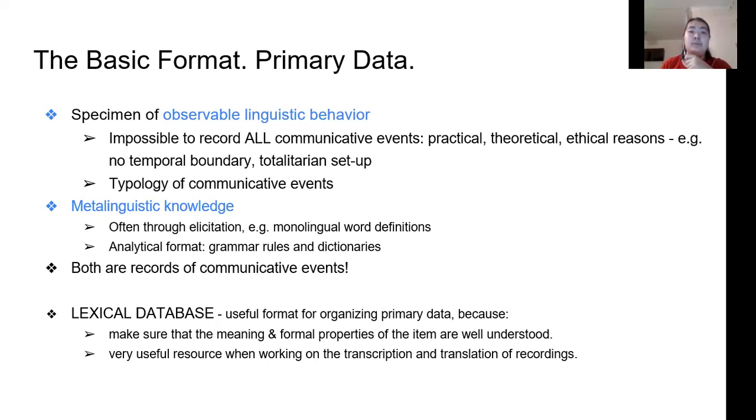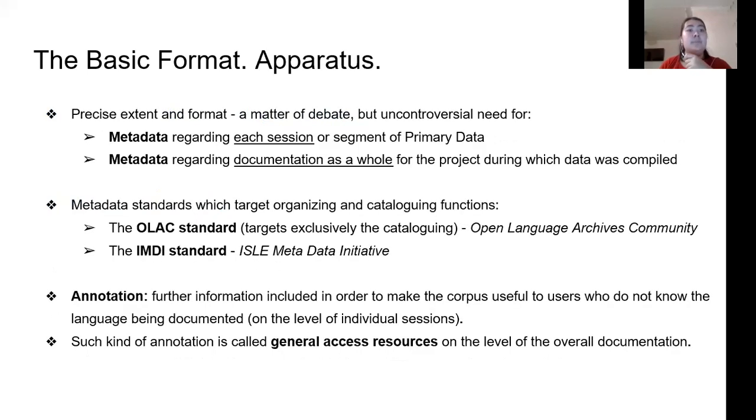The second type of primary data is metalinguistic knowledge, which is acquired through native speakers, mainly through elicitation. For example, when a monolingual native speaker provides definitions for words. So it is important to remember that both metalinguistic knowledge and observable linguistic behavior are records of communicative events.